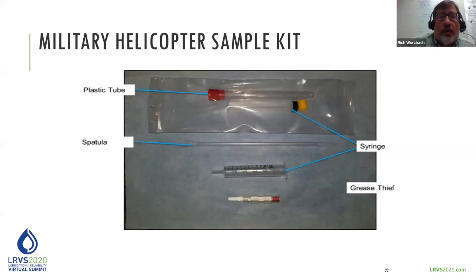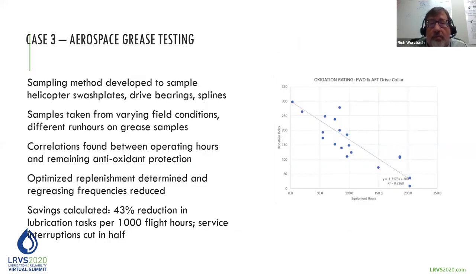My final example is from a military helicopter. We put together a specific kit for that environment that allowed these soldiers to take samples during their scheduled maintenance and evaluate how an existing time-based grease program was working. And we developed this oxidation rating, which looked at the antioxidants, since some of the greases had 2 antioxidants, some only had 1. We created an index that weighted them so that they could be compared.